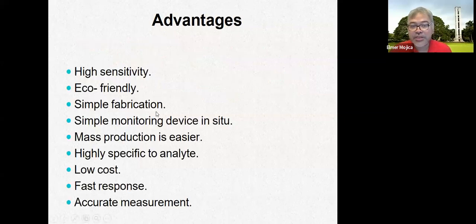Now, in terms of the advantages, it can be highly sensitive, eco-friendly, simple fabrication, and you can monitor it in situ or in real time. Mass production is easier. Right now, they go for what we call the paper sensor. Highly specific to analyte, cheap, fast response, and you can have an accurate measurement.